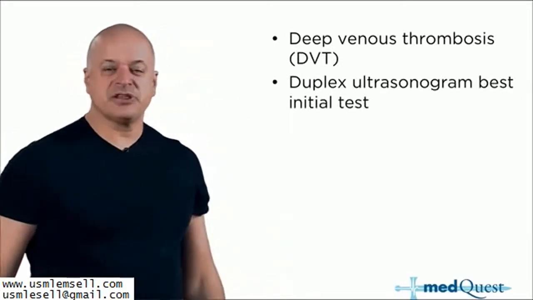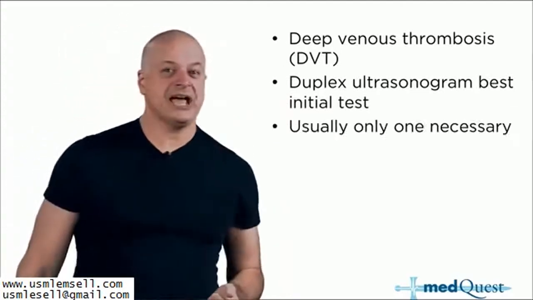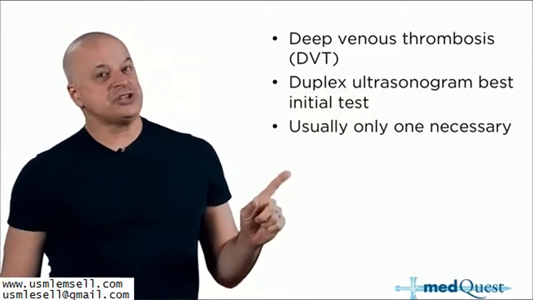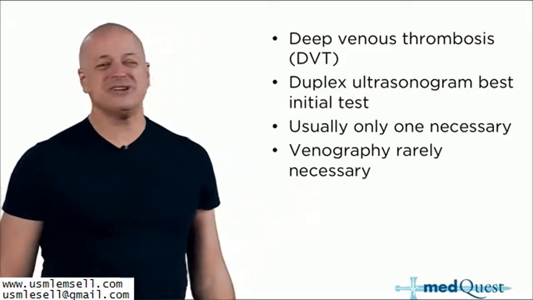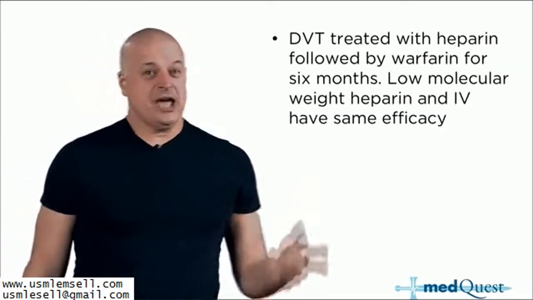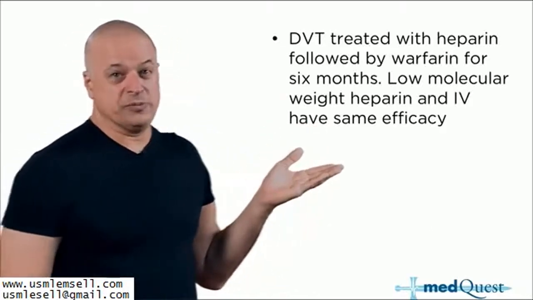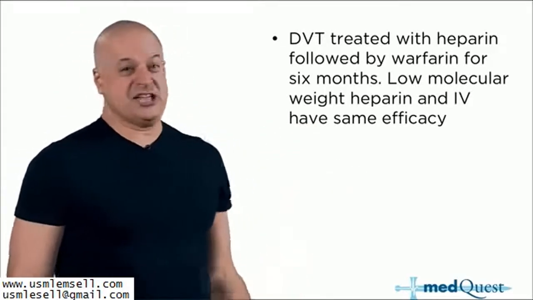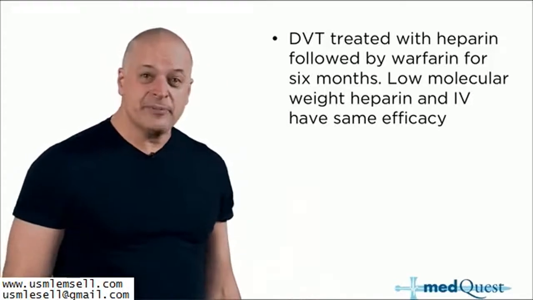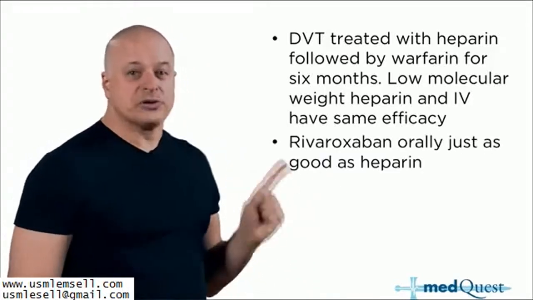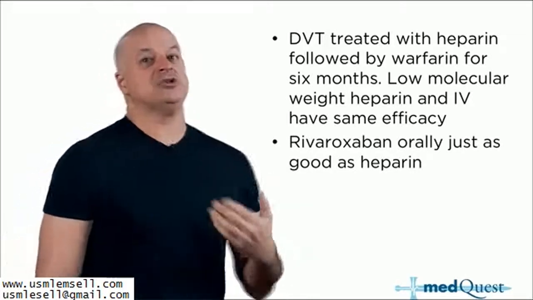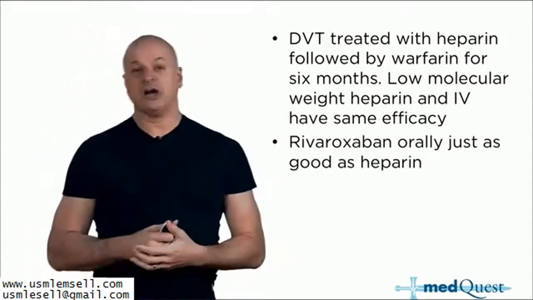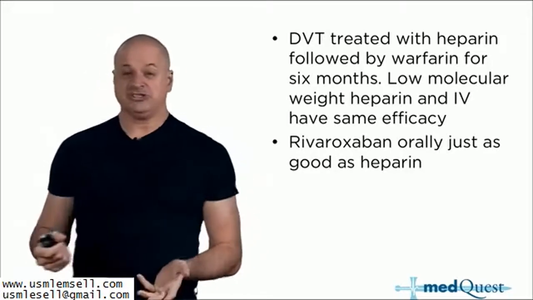Here's a deep venous thrombosis. The duplex ultrasonogram is the most accurate test, and it's usually the only one necessary. Venography is nearly never necessary, to put a catheter in there and do a venogram. Almost never necessary, and we treat it by using heparin. You can use low molecular weight heparin. IV heparin has the same efficacy, so there's no reason to use IV heparin, or you can just use oral rivaroxaban without any heparin, and just bang, that's just as good, and you don't need to monitor the INR like you do for warfarin. You just give the rivaroxaban without the INR.